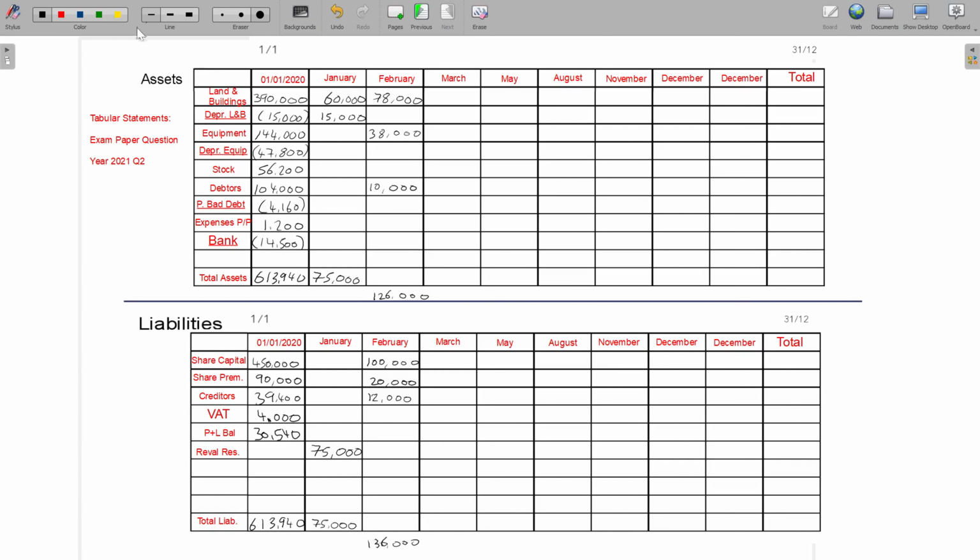Sorry, I added that up wrong for some reason. I don't know how. So always use your calculator. It's 132,000. So 126,000, 132,000. So that's not balancing. We need the assets and the liabilities to balance. So what are we missing?